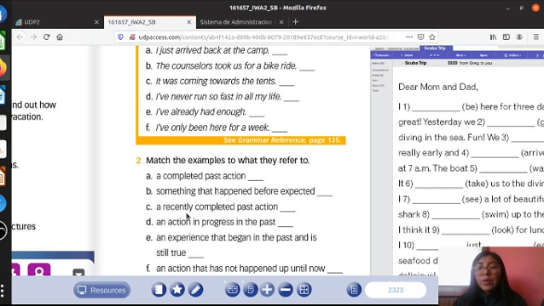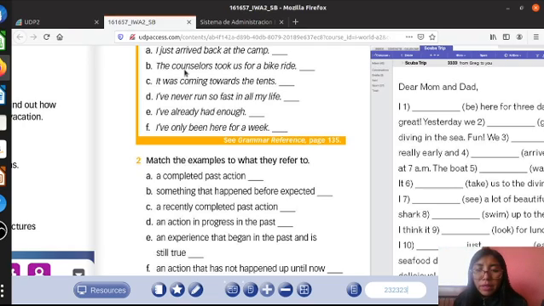Okay, what sentence shows us a complete past action? ¿Qué oración nos muestra una acción completada en el pasado? Okay, that is the letter B. The gun sailor took us for a bike ride. That shows us a complete action in the past. Okay?